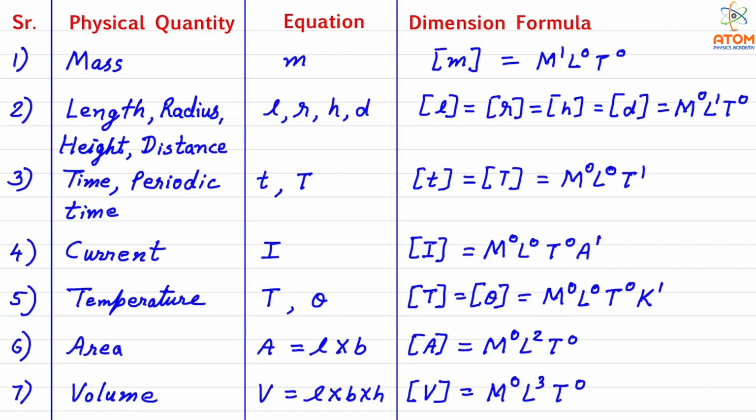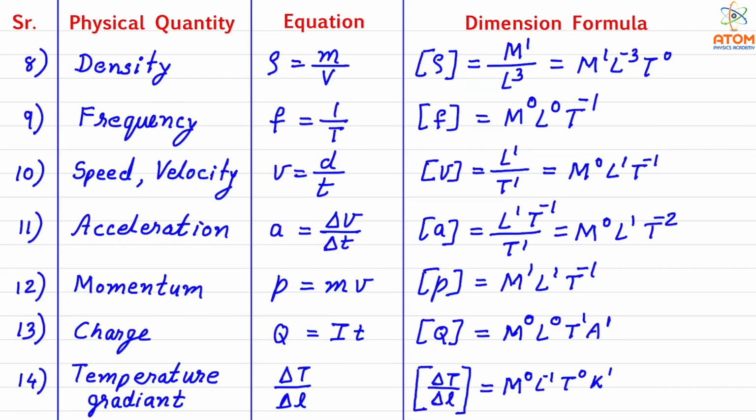Okay, now for area, we know that area is length into breadth. Length and breadth both are sorts of length only. That's why the dimension formula will be m0 l2 t0. For volume, V is equal to length into breadth into height, and all of them are basically one sort of length only. That's why the dimension formula will be m0 l cube t0. Let us move forward.